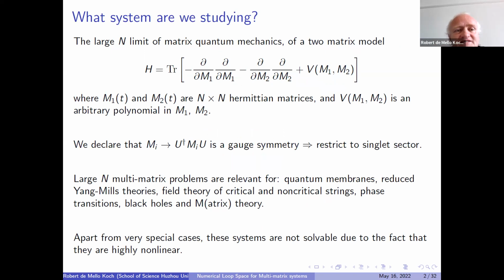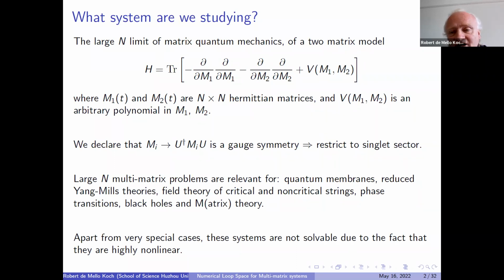So what do I want to talk about today? I'm interested in studying the large N limits of a system of matrix quantum mechanics. I've got a 2-matrix model. So M1 and M2 are N by N Hermitian matrices. The kinetic term is completely standard. The potential would be some polynomial in M1 and M2. I'm going to stick to this example for the entire talk, but you could generalize it in many ways and the method still works.